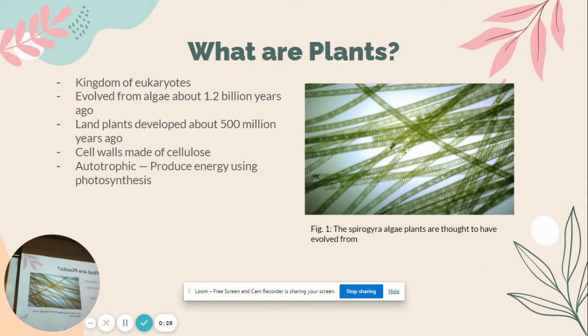Okay, anyways. What are plants? They're a kingdom of eukaryotes, evolved from algae about 1.2 billion years ago. About 500 million years ago, they started moving to land, and they were the first living things to live on land. They're distinguished by their cell walls made of cellulose, their lack of movement, and they're autotrophic, which means they produce energy by themselves. The process for this is called photosynthesis.